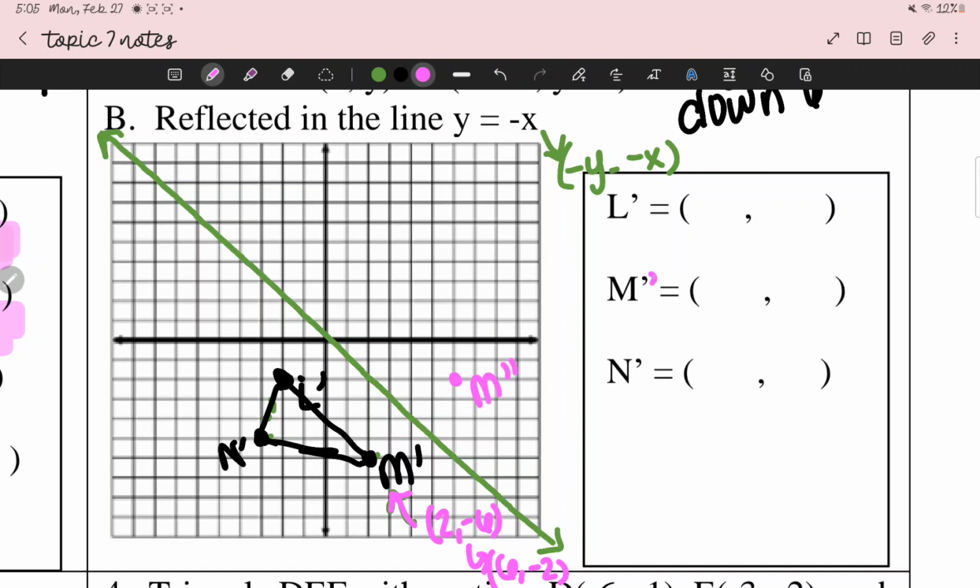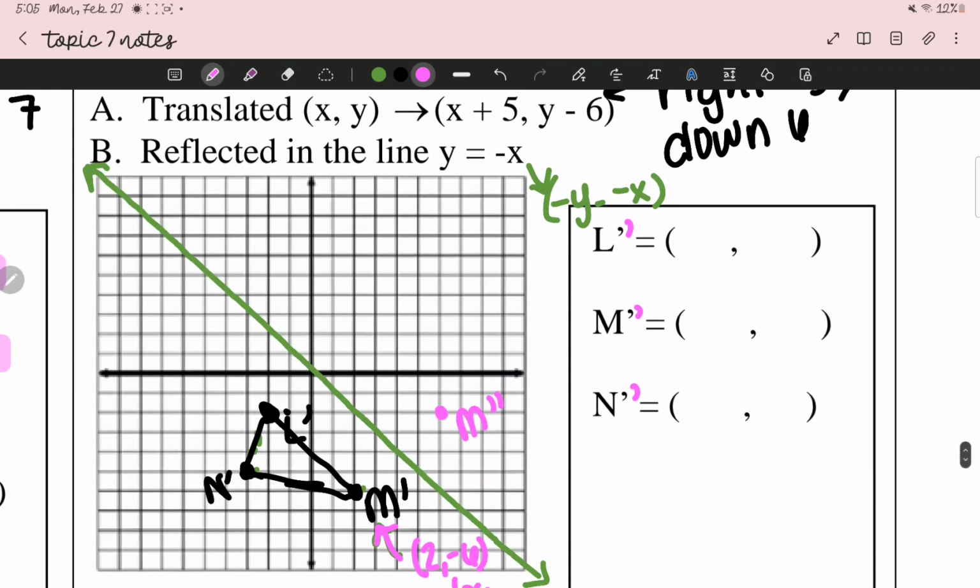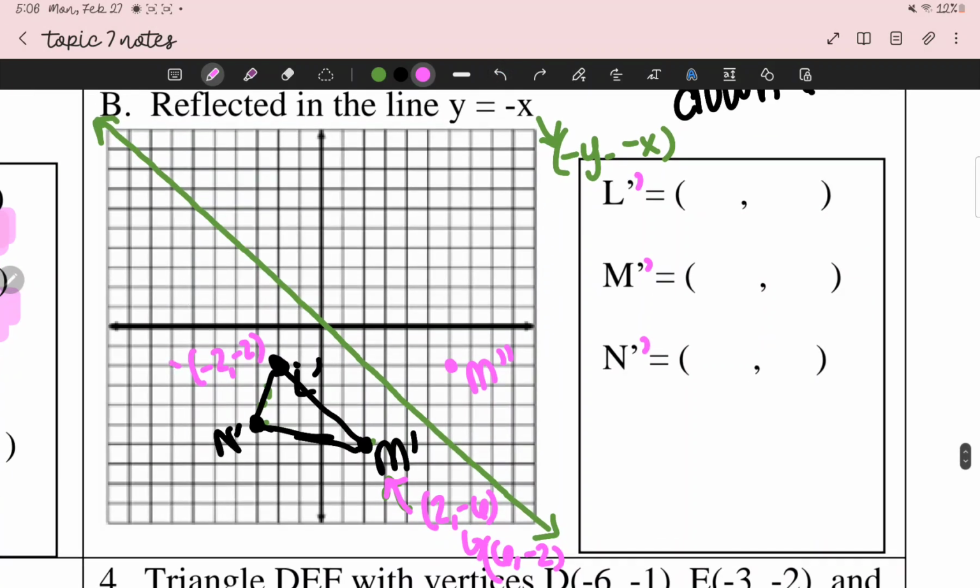That is my M prime prime. That's my final resting place for these. I'm just going to add that little prime on there. We'll put those points on there later. Same thing for my L. The original point was negative 2, negative 2, so the new point is going to be 2, 2. Opposite, opposite. So 2, 2 is L prime prime. And again, it went straight across. It looks great, so I know that I did that part right.